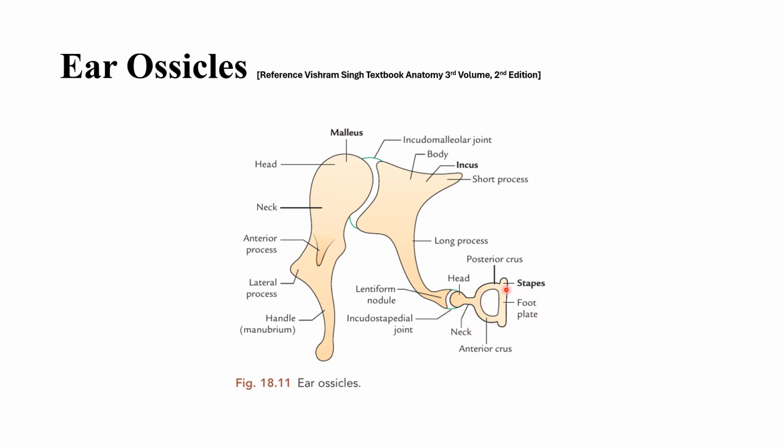Now this stapes resembles a structure called a stirrup, and this consists of a head, neck, and this base like structure here is the foot plate. This foot plate will close the oval window and give attachment to a ligament called the annular ligament.